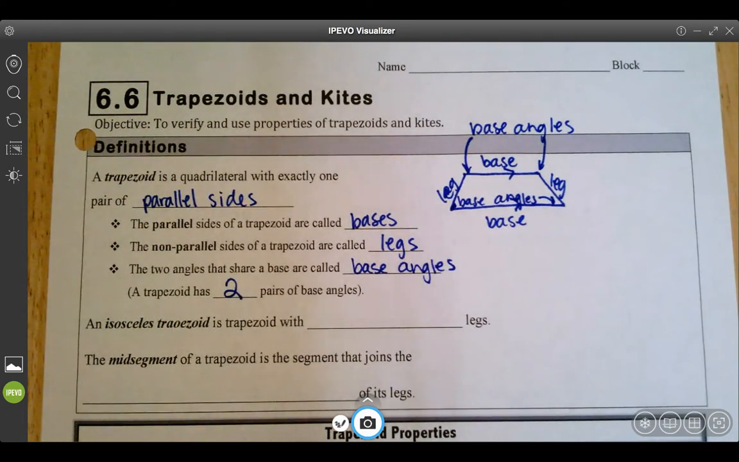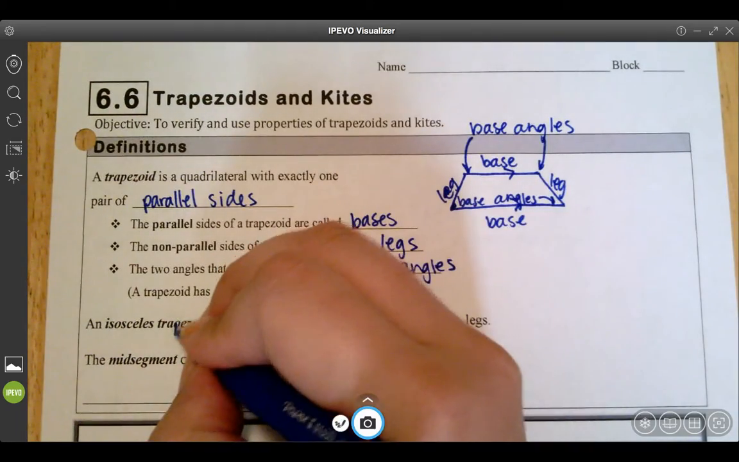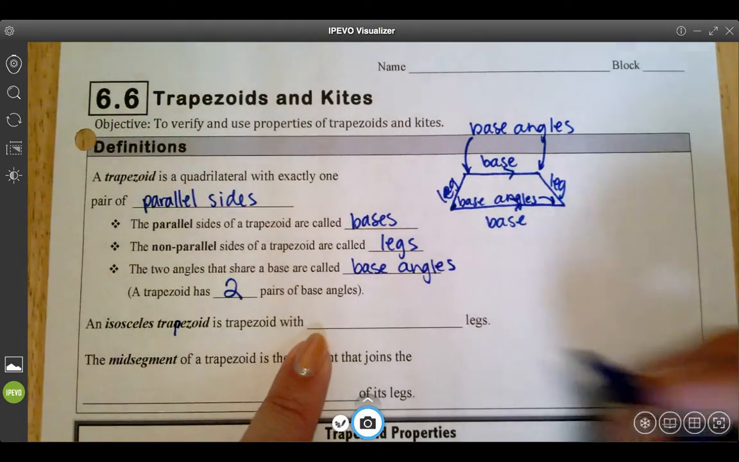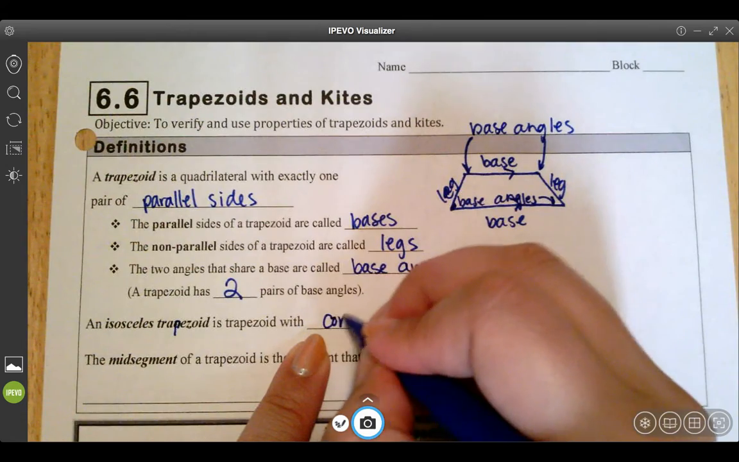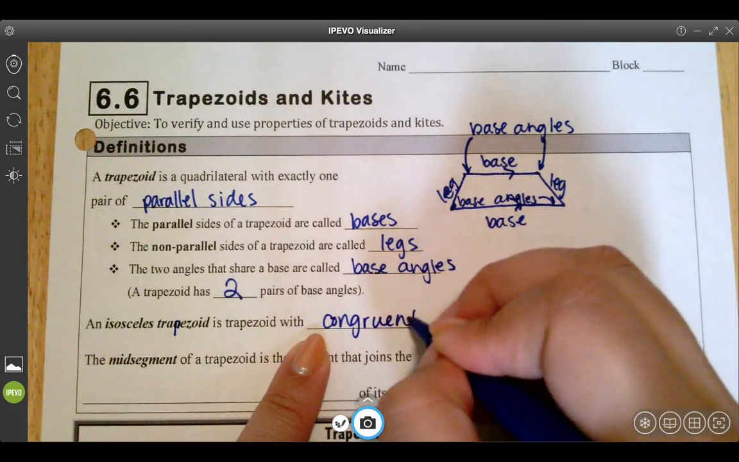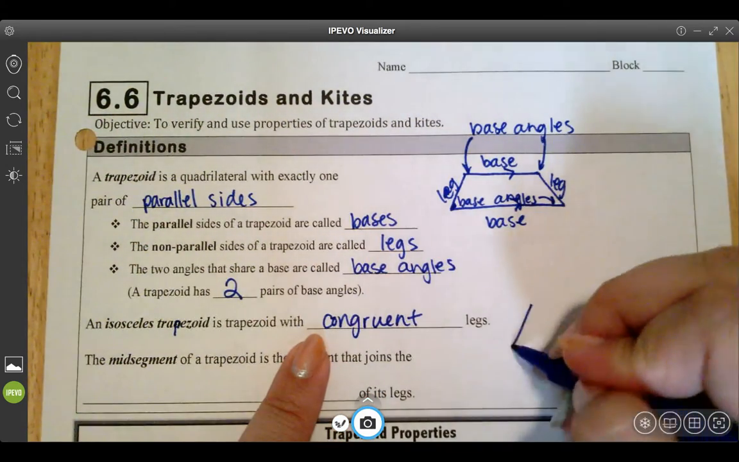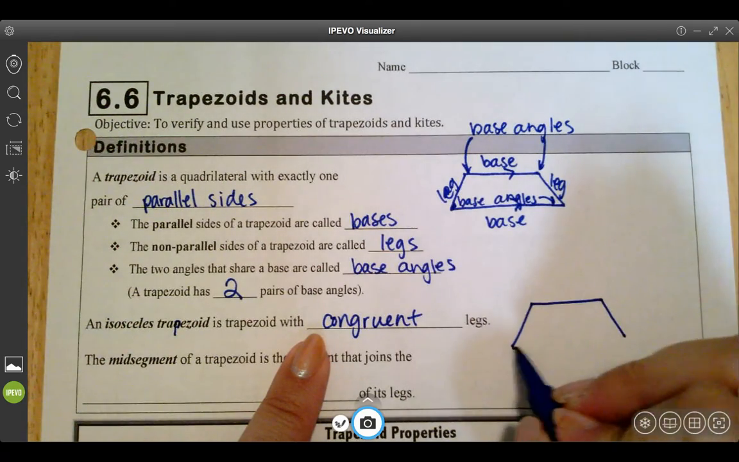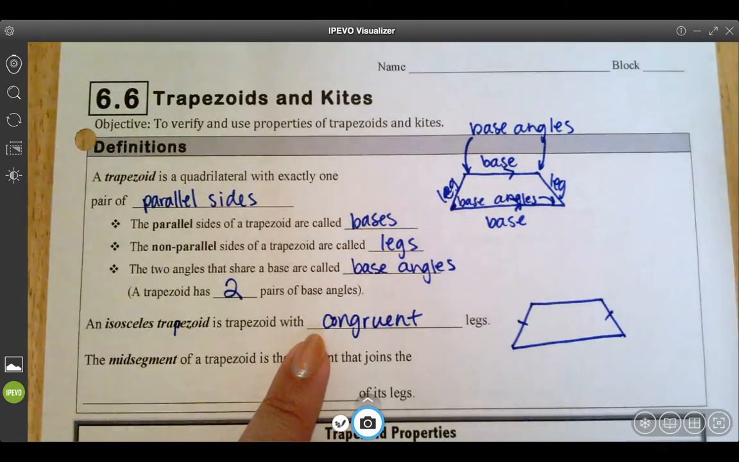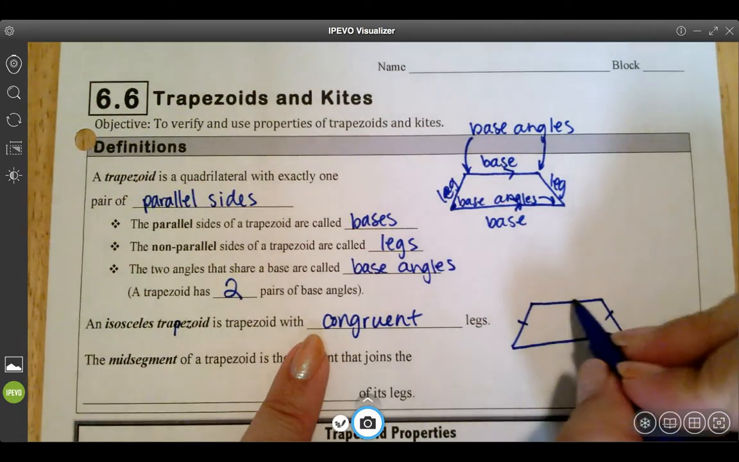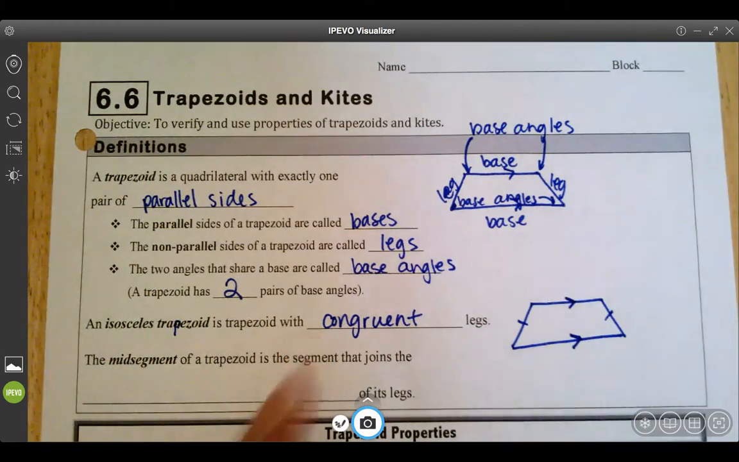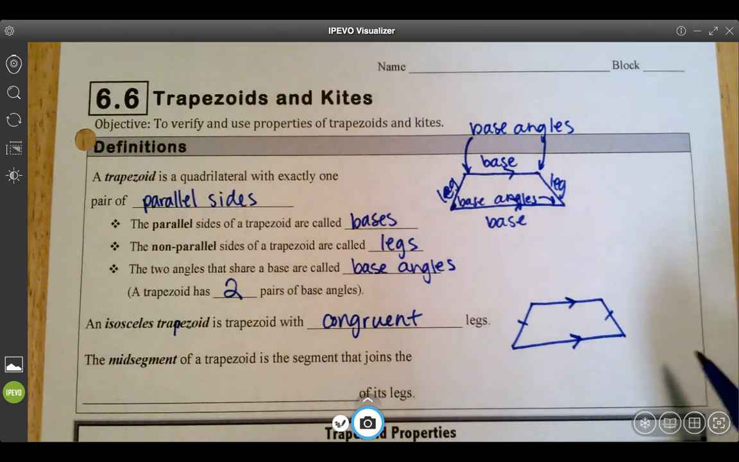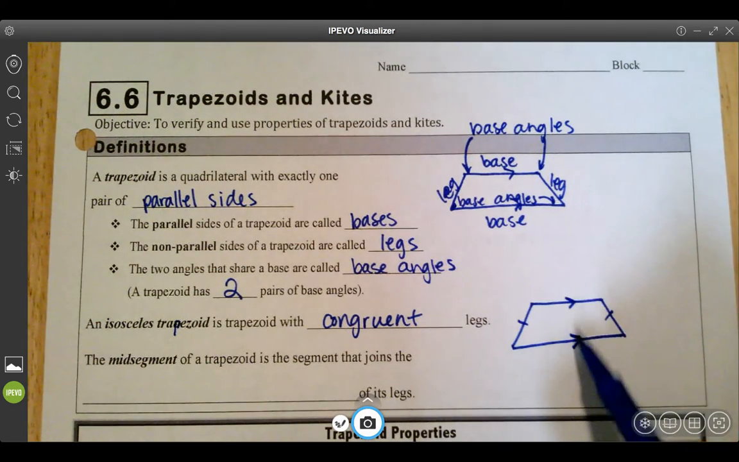A very special type of trapezoid is a trapezoid with congruent legs. Now when we have a trapezoid with congruent legs, kind of like a congruent triangle, we call it isosceles. Notice we mark it the same way, but now it's like an isosceles triangle that got split so that it had a flat top. Okay, it got a haircut or something. So this is an isosceles trapezoid.